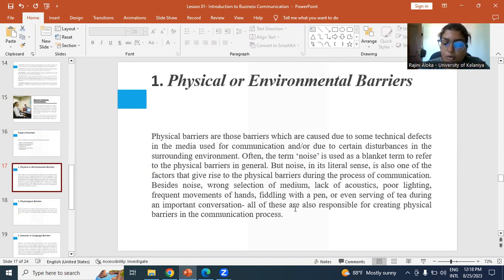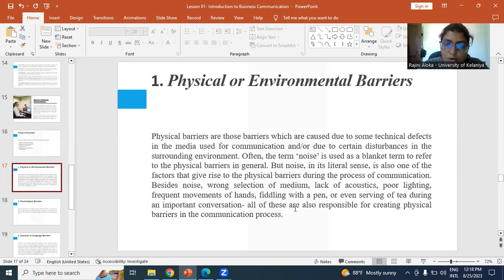Physical barriers are those barriers which are caused due to some technical defects in the media used for communication and or due to certain disturbances in the surrounding environment. Often the term noise is used as a blanket term to refer to the physical barriers in general. But noise in its literal sense is also one of the factors that give rise to physical barriers during the process of communication.